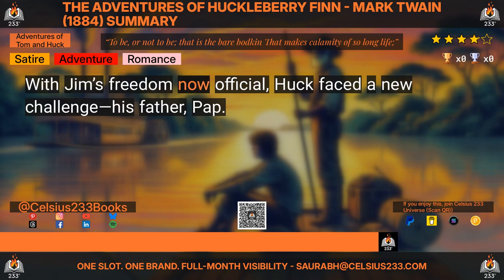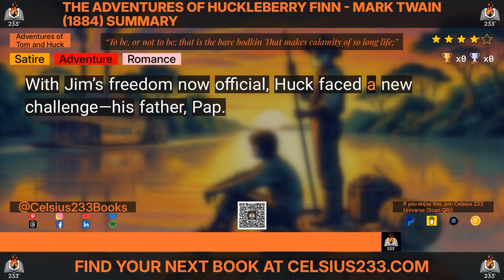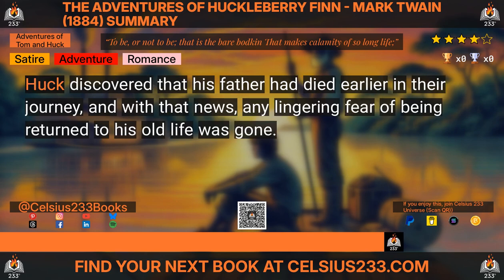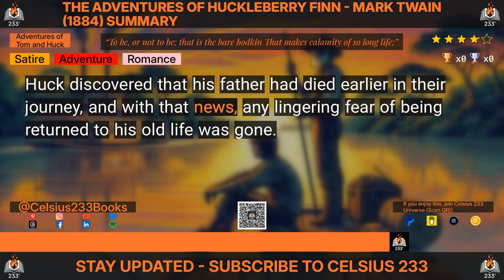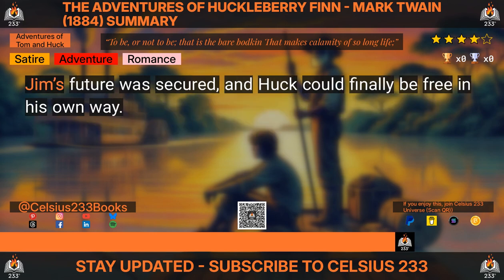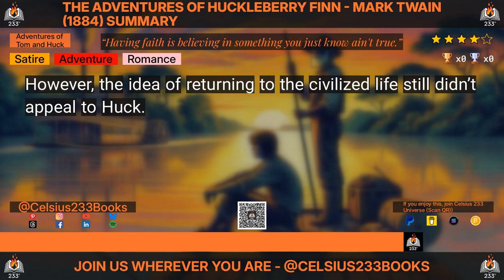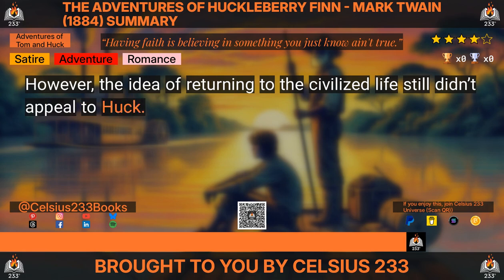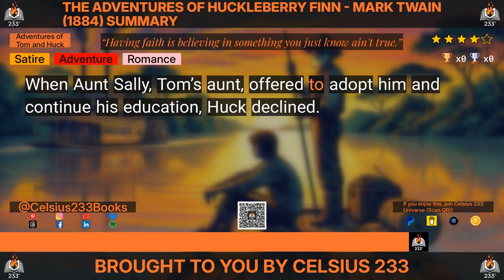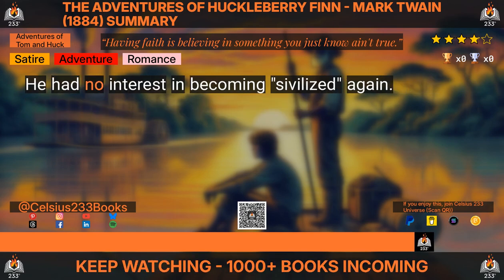With Jim's freedom now official, Huck faced a new challenge: his father, Pap. Huck discovered that his father had died earlier in their journey, and with that news, any lingering fear of being returned to his old life was gone. Jim's future was secured, and Huck could finally be free in his own way. However, the idea of returning to the civilized life still didn't appeal to Huck. When Aunt Sally, Tom's aunt, offered to adopt him and continue his education, Huck declined. He had no interest in becoming civilized again.